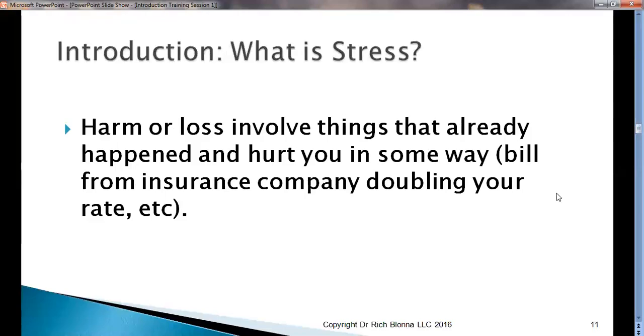Now, harm or loss involves something that's already happened and hurt you in some way. So let's use the same example of your insurance company. Your auto insurance company sends you a letter and they say, we increased rates by 30%. You'll see it reflected in next month's bill. So that's something that's already happened, and it has inflicted harm or loss because you weren't expecting a rate increase and you don't really have the money to pay for it. So threat is saying we're going to raise it. Harm or loss is we've already done this.